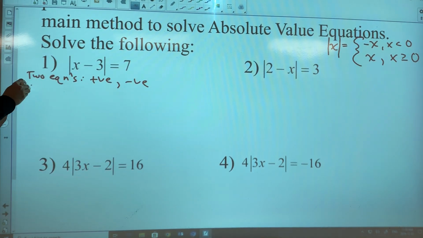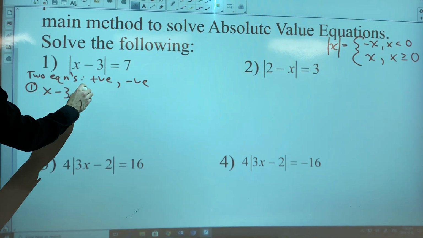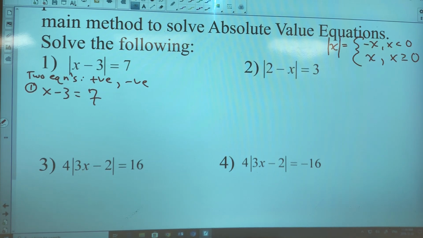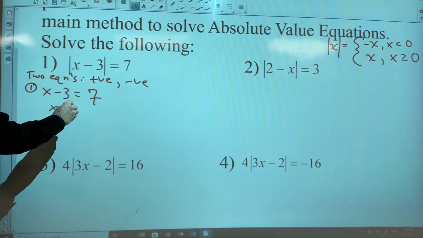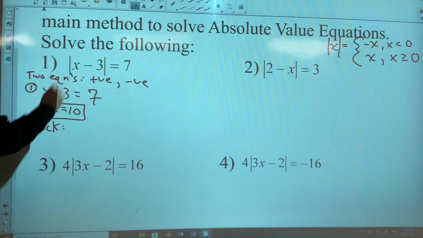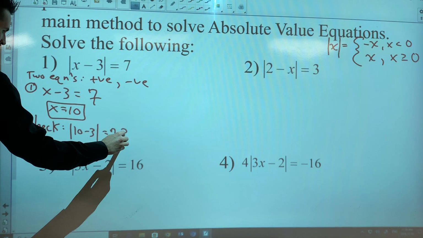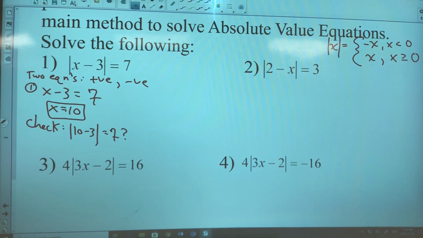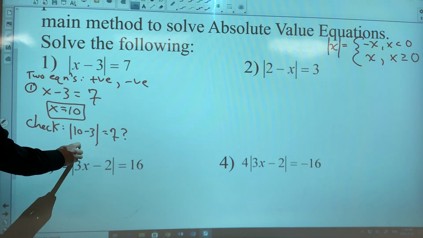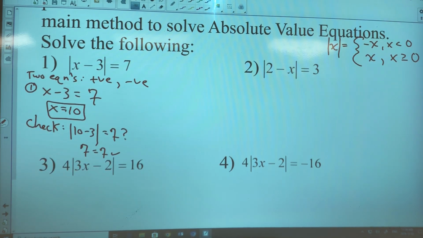So our first equation is you take the absolute value and you set it equal to whatever this is but positive. So it's already positive, so I'm going to solve that equation. And if I solve this one, I get x equal 10. And now let's check. If I plug 10 in here, is the absolute value of 10 minus 3 equal to 7? What do you guys think? You get 7 here, absolute value 7. You get 7 equals 7. So that works? Yeah? But is there another possible number that could work?